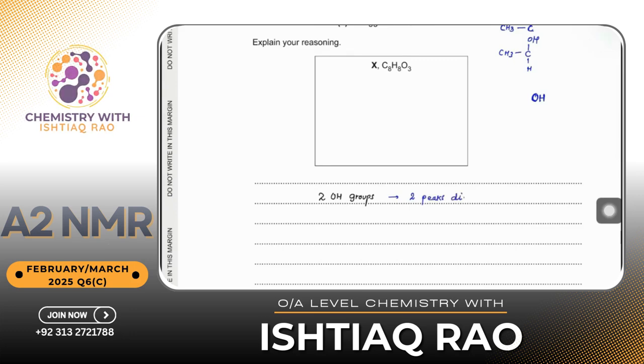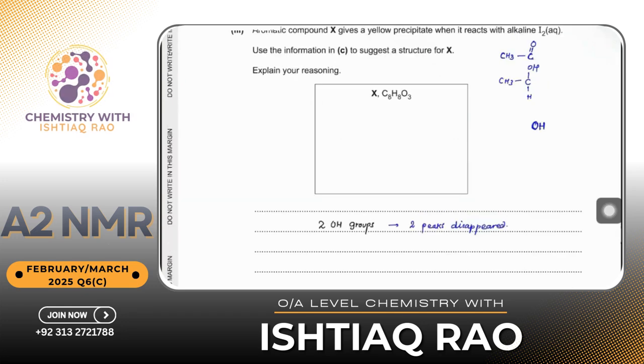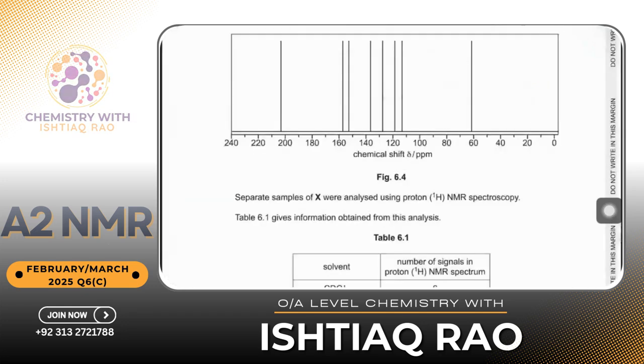Then this compound that we are going to draw must have 8 carbon environments and 6 proton environments. Keeping that in mind will help you a lot. Now you can see the peak on the x-axis. Let me tell you about that.